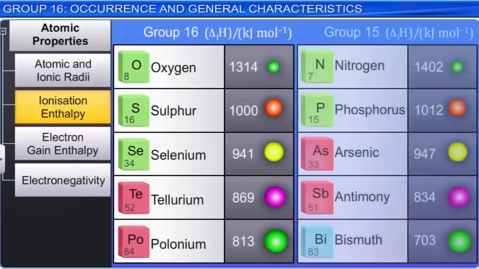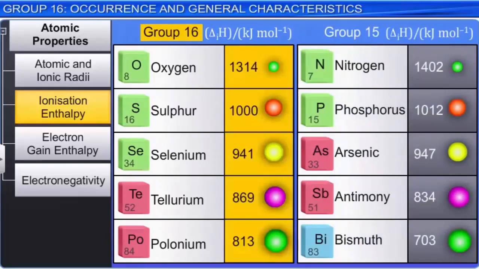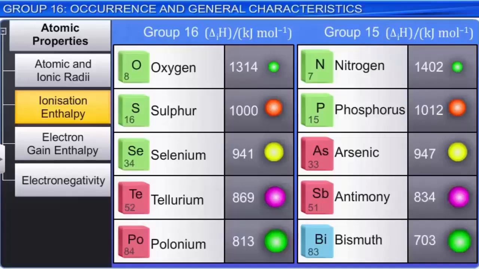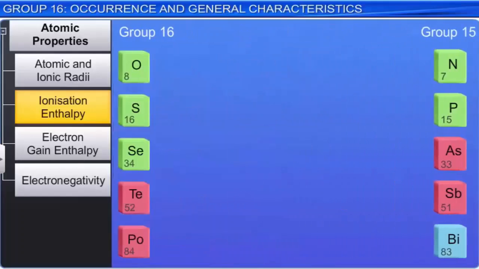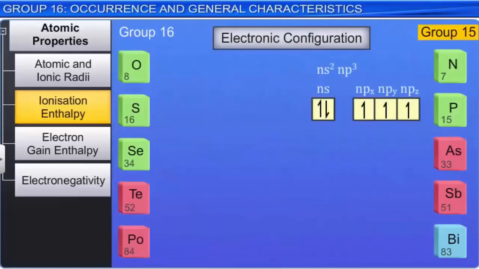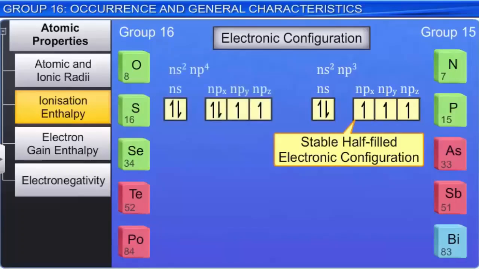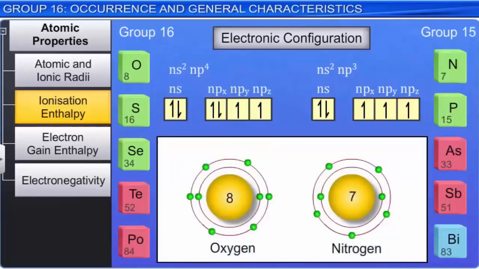However, note that the elements of this group have lower values of ionization enthalpy than that of group 15 elements. This is because group 15 elements have a stable half-filled p subshell in their valence shell. Due to the extra stability of their half-filled configuration, more energy is required to remove electrons compared to group 16 elements.